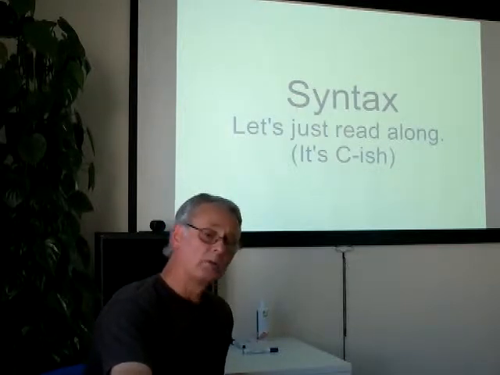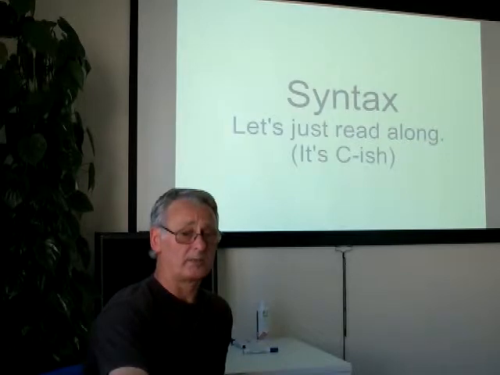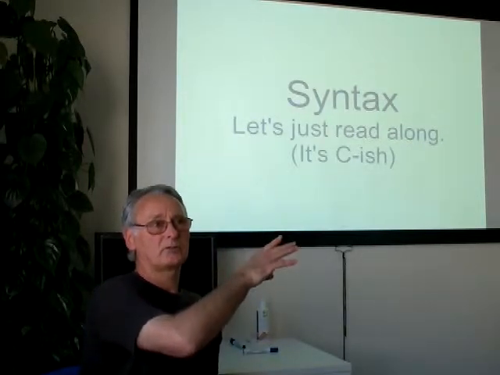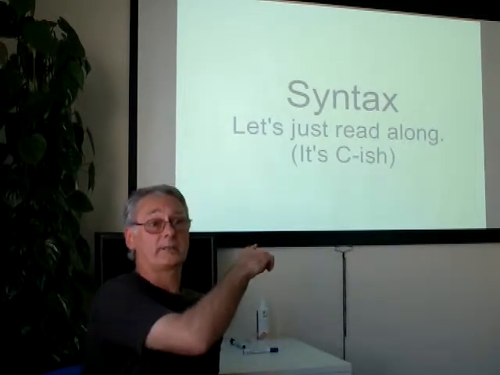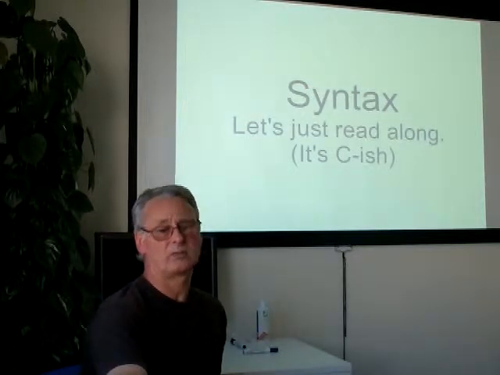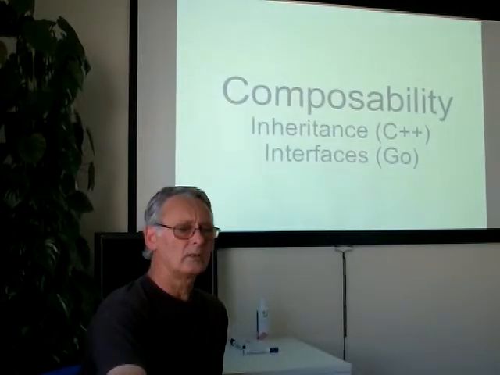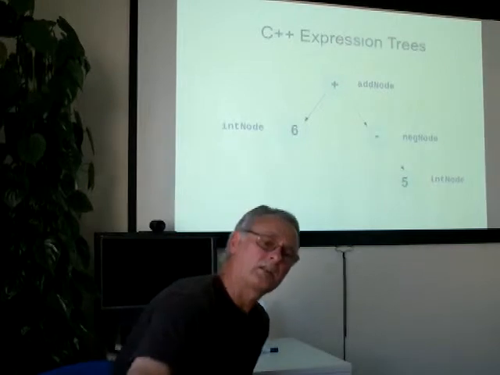So, we'll look at some code now. Syntax, I'm really not going to bother with this. There will be bits of syntax that make it difficult to read. What I need you to do is just call out and say, well, what's that bit up there? And then we'll talk about it, because otherwise we'll have a long, boring discussion of stuff that we could just read about. So I'm going to look at composability, inheritance in C++ and interfaces in Go.